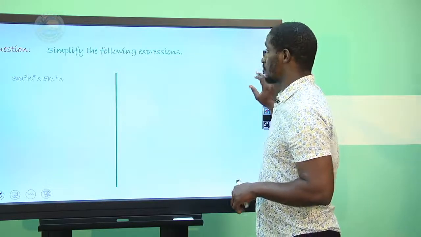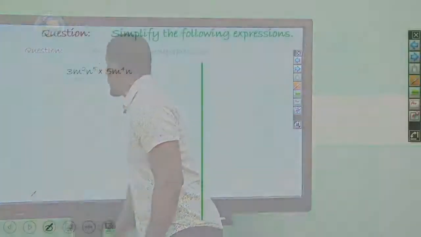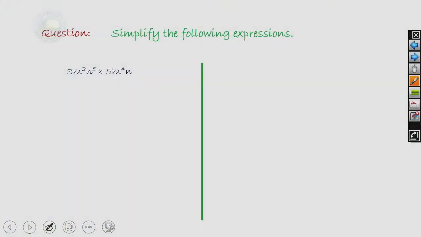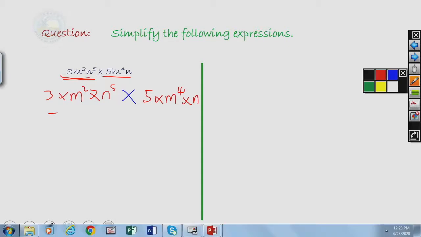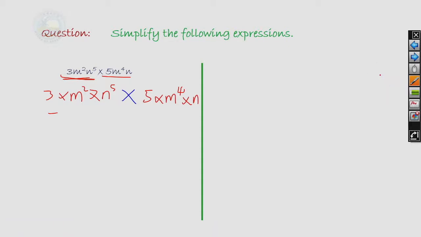We looked at the basic rules for multiplying algebraic terms. Let's apply those basic rules. Here we have 3m squared n fifth multiplied by 5m to the power 4 n. Again, as we stated from before, this is really 3 multiplied by m squared multiplied by n to the 5th power. And this one here is 5 multiplied by m to the 4th power multiplied by n. Now we are multiplying these two terms. Multiplying these two terms, what is that going to give us here? Utilizing our commutative property, we are going to rearrange them.